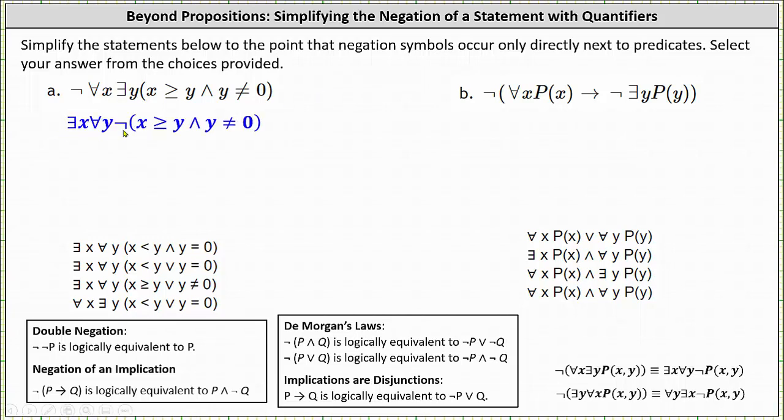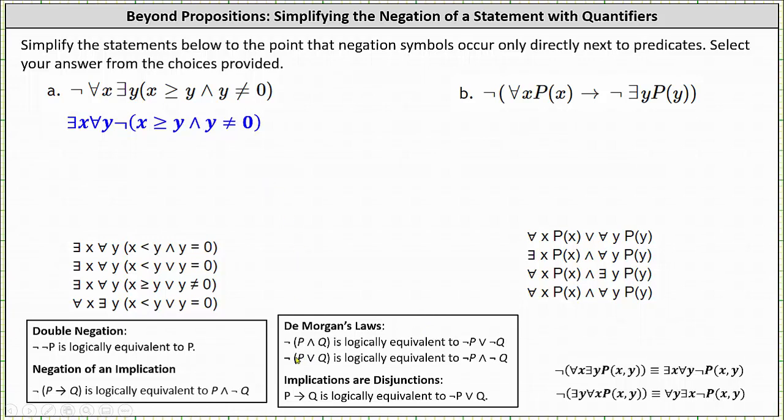Passing the negation across the quantifiers, for every changes to there exists, and there exists changes to for every. This gives us the logically equivalent statement, there exists an x for every y, such that the negation of x is greater than or equal to y and y doesn't equal 0. And now we'll negate this conjunction using De Morgan's law.